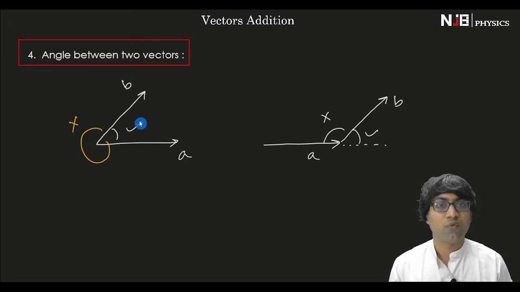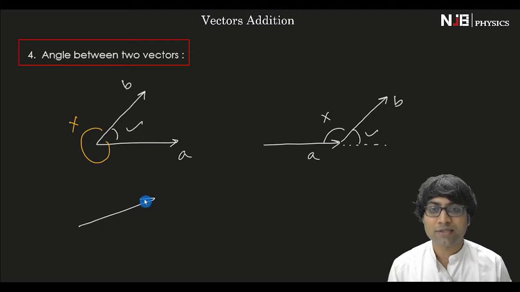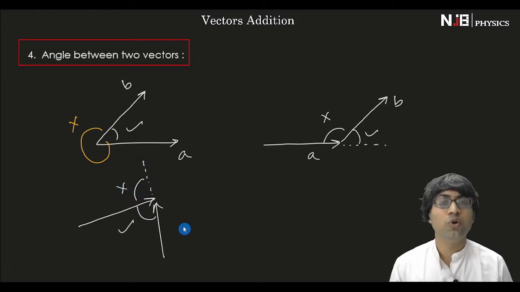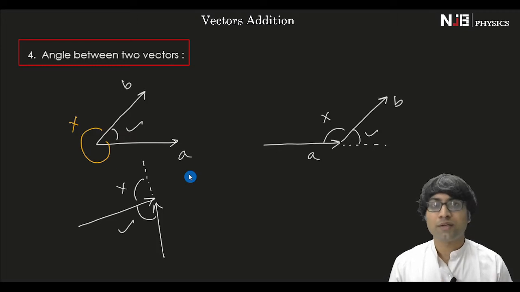What if the two vectors are joined head to head? Well, let's imagine that this is a situation where the two vectors are joined head to head. Then in this case, this is going to be the angle between the two vectors, and this is not going to be the angle between the two vectors. So I hope it is clear what the angle between the two vectors is, as it is going to be required while we add or subtract two vectors.